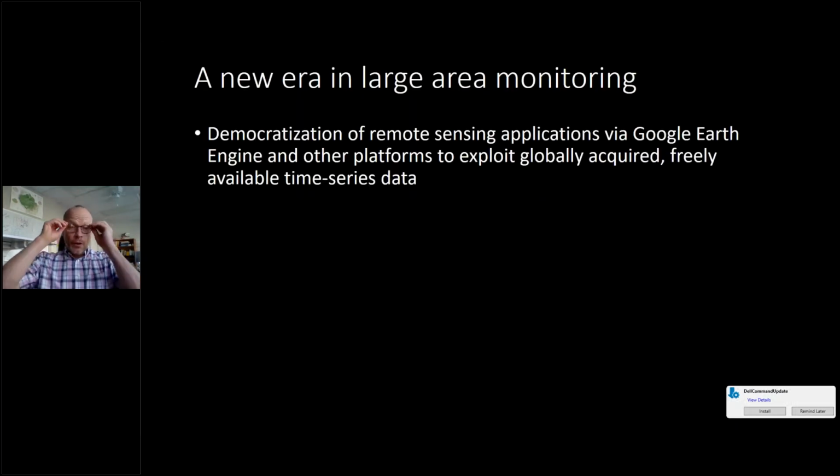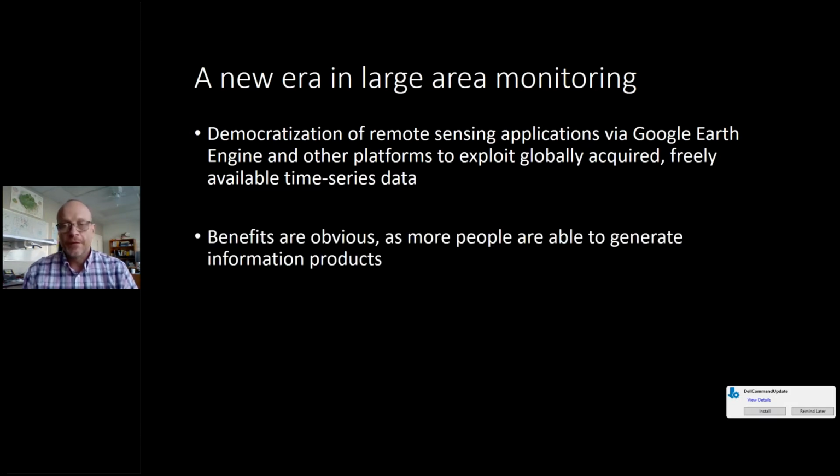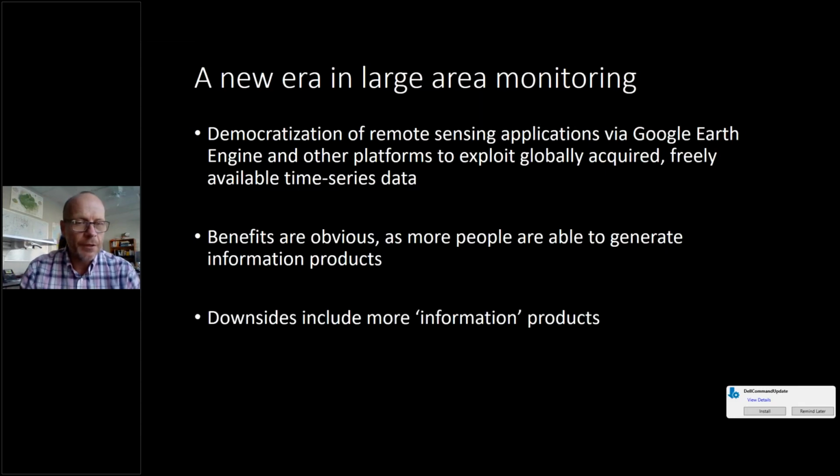Okay, so given this big processing capability, the ability to take data off the shelf and run algorithms on it, and tools like Google Earth, we see the democratization of large area mapping and monitoring, which is great, because the more eyes there are on a problem, the quicker we'll solve that problem, and the more creative we'll be in solving that problem. The benefits are obvious to me, but there are also downsides, because in addition to more maps, we could have a lot of poor maps.